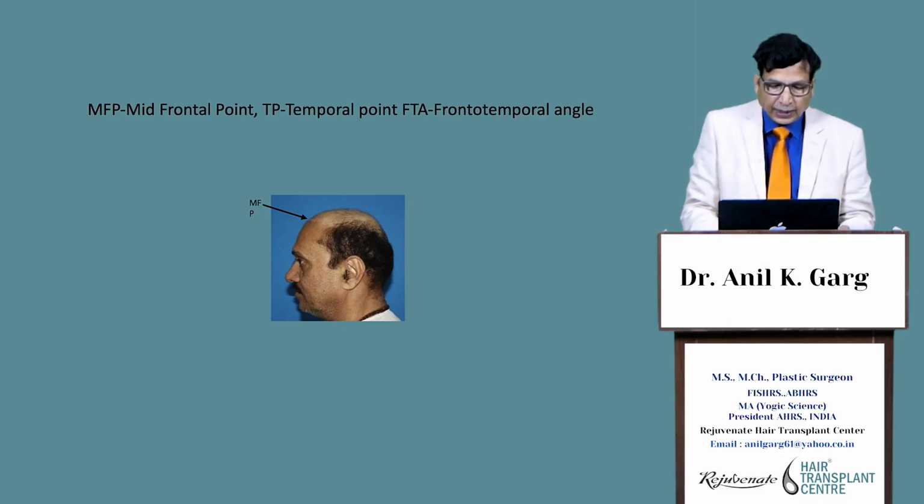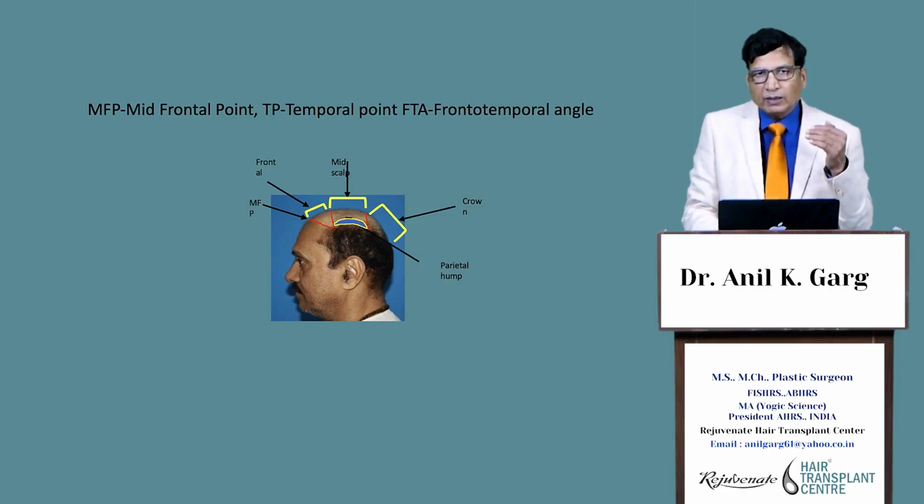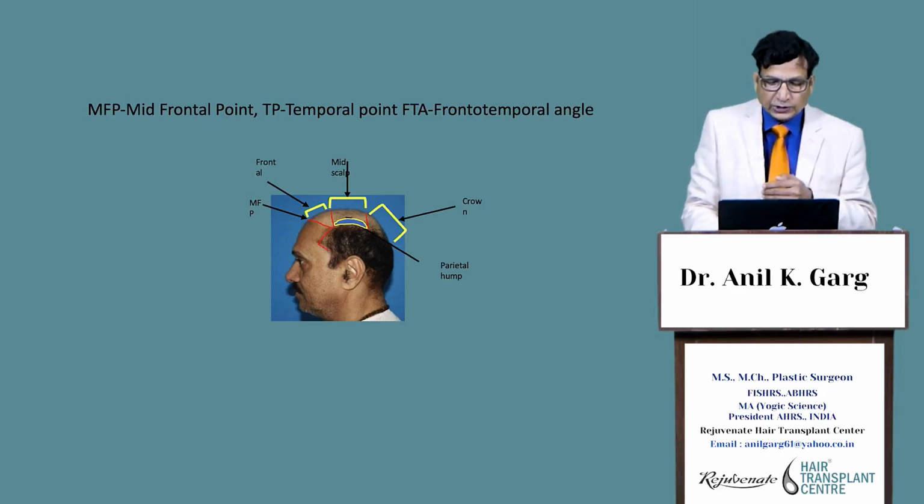Now let's see the points again, the mid-frontal point. Then this is the frontal area which I explained to you, mid-scalp area, and this is the crown. This is the parietal hump. In advanced grade of baldness, this drops down and we need to reconstruct this. This is the temporal fringe.